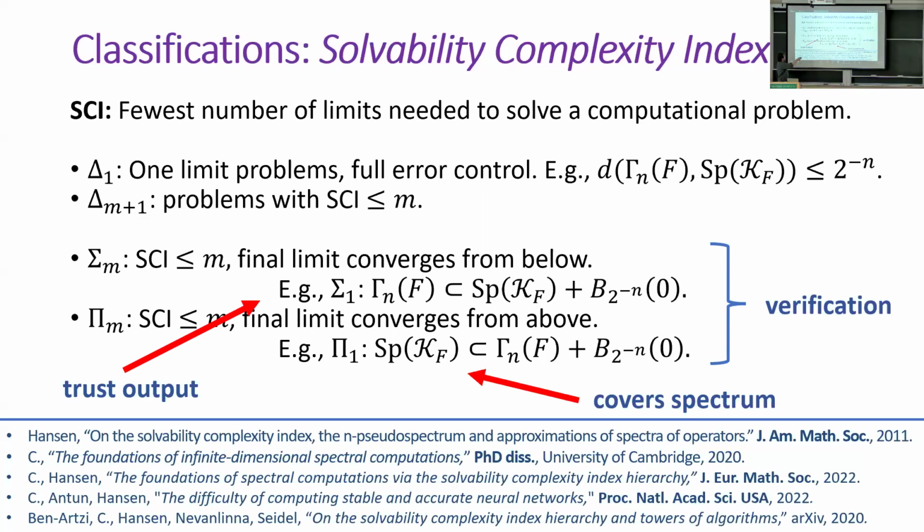Okay, so you've got trustworthy output, you've got covers of the spectrum, which might also contain too much, but eventually converge. So these are sort of dual notions of verification. Okay, so you have these classes. We can now start to place different types of dynamical systems and different objects that we want to compute, different spectral properties of the Koopman operator, into this hierarchy.